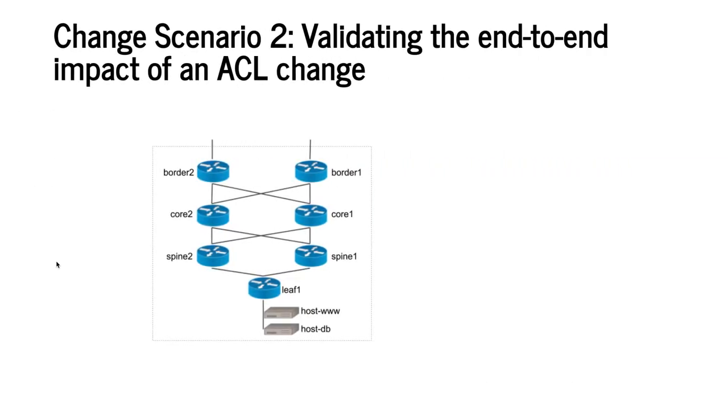Now let's validate another change to the same network. Unlike the previous scenario, this time we do want to affect end-to-end reachability, and we will use the same validation process to ensure that our change has the intended effect and that it has no unintended effects. For this scenario, imagine that we have developed and tested a new web service on the web server and are now ready to open it to the outside world.